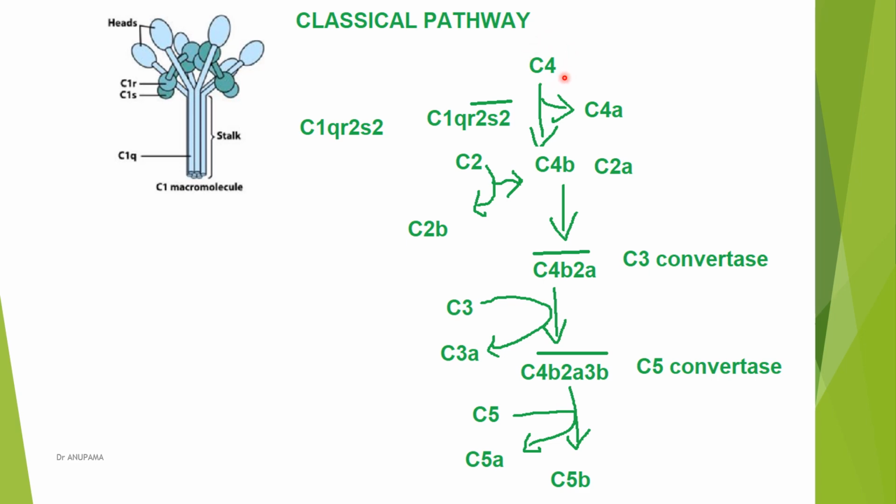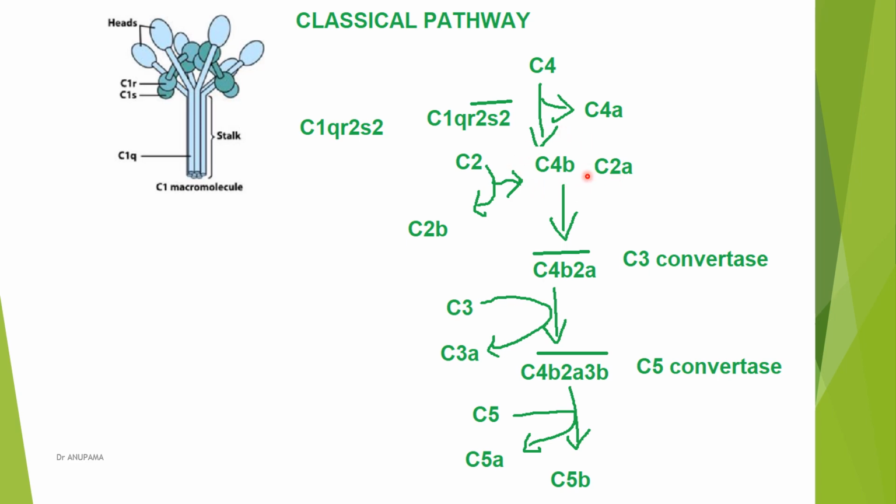The C4 component is lysed by the C1q r2s2 component, resulting in C4a and C4b. C4a drifts away and we have C4b. Next, this also activates the C2 component. C2 is again lysed into C2b and C2a. C2b drifts away while the smaller component C2a is retained.